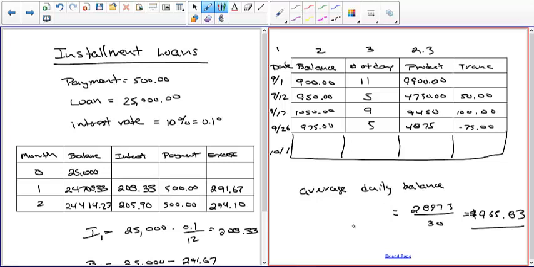So that's one answer. And then you'd find your interest. So you take 965.83 and you would multiply by the interest rate. So let's say it's 15% interest. I have to give you that, yearly interest. So you take 0.15 times 30 divided by 365.